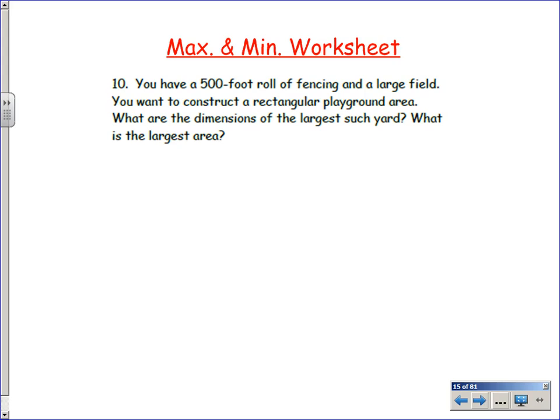Have you started drawing a picture and labeling it with things like x and y? That'd be a good idea. Draw a picture. Label the dimensions of that picture with x and y. And I want you to circle the most important words in the problem.